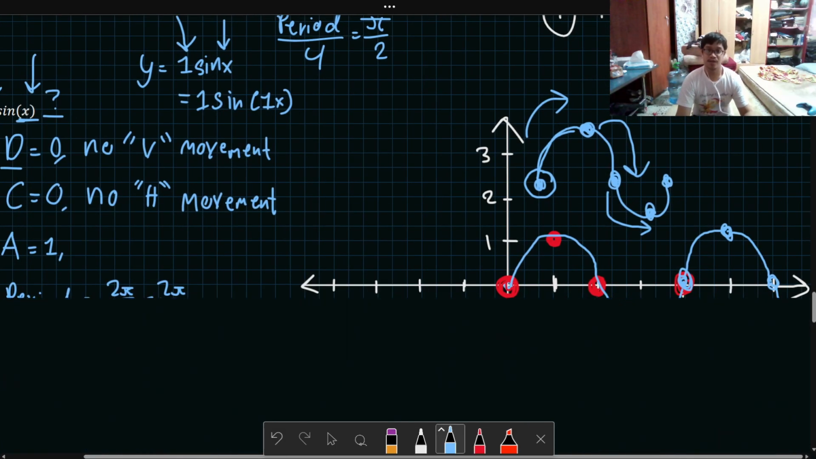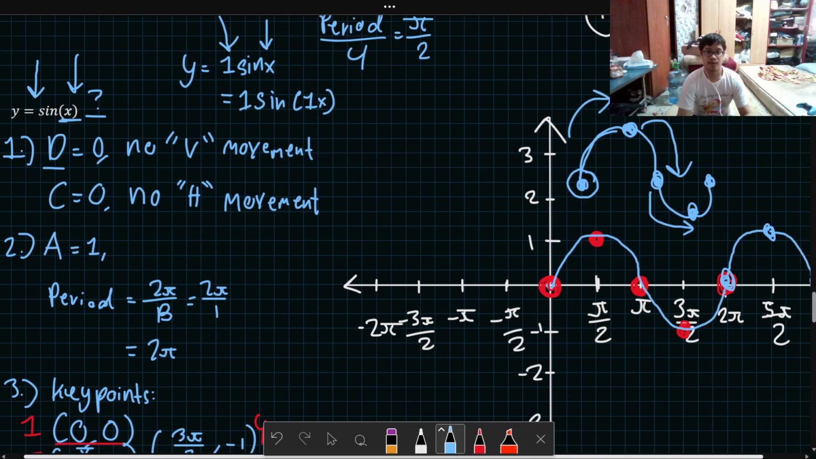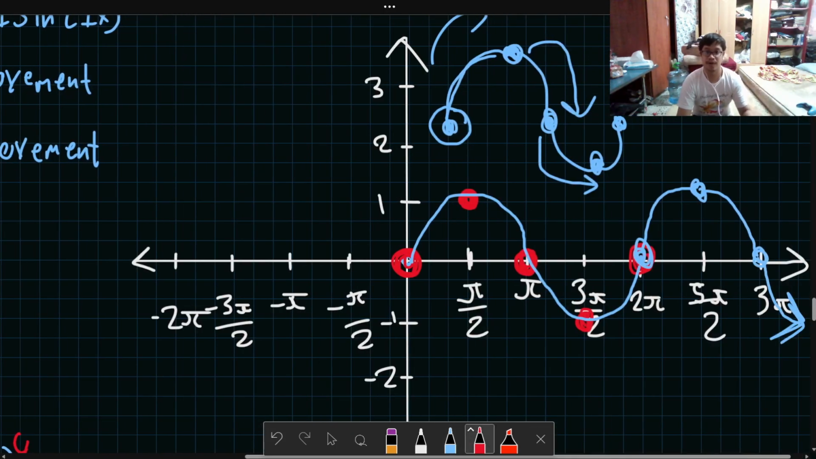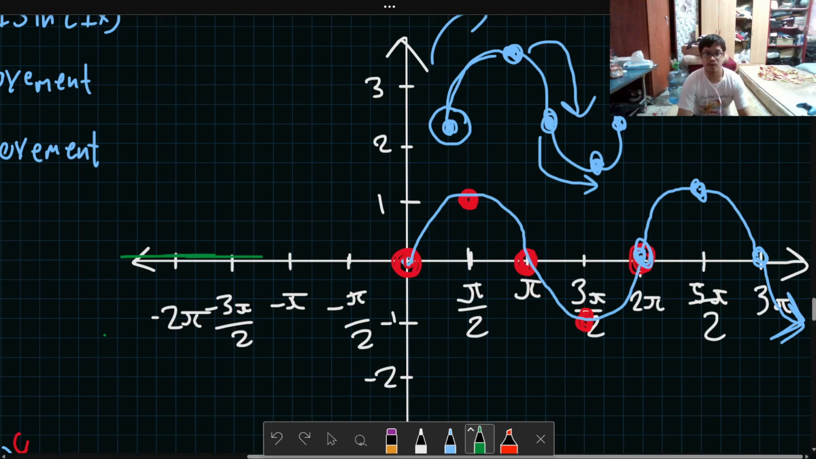Now remember guys, that our amplitude is 1. If you're going to take a look, the midline is basically the middle part of the graph, this one. It basically divides the sine graph into two equal parts, horizontally speaking. Now, let me draw again the green line because it just suddenly vanished.